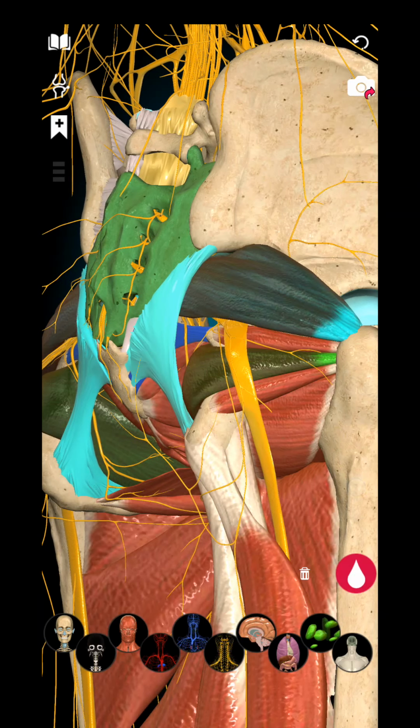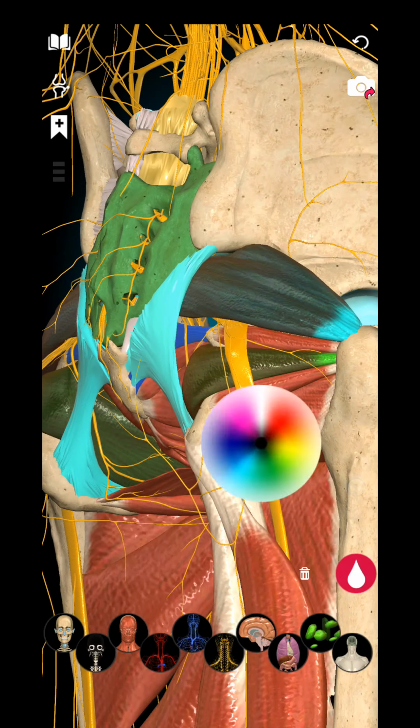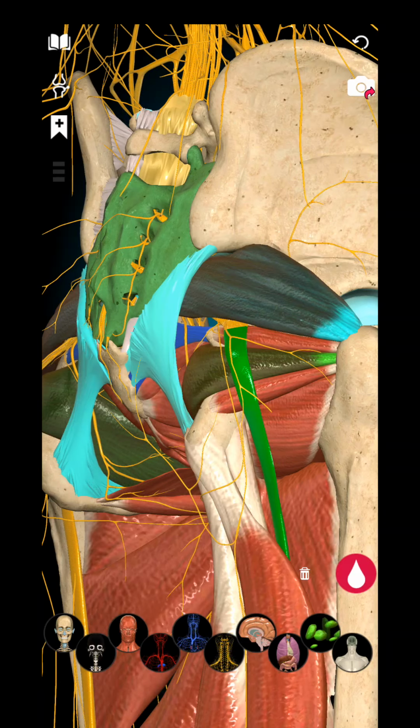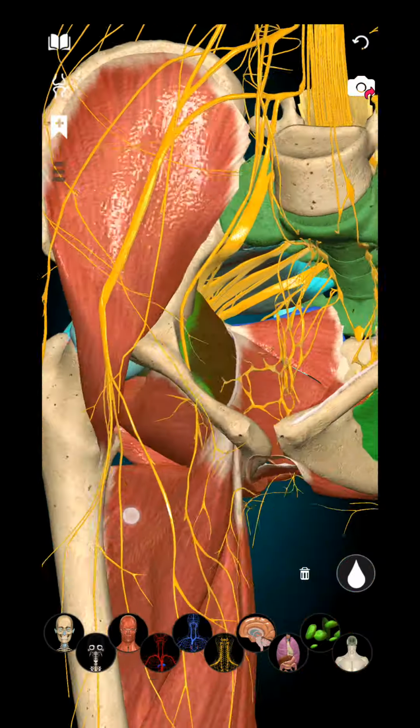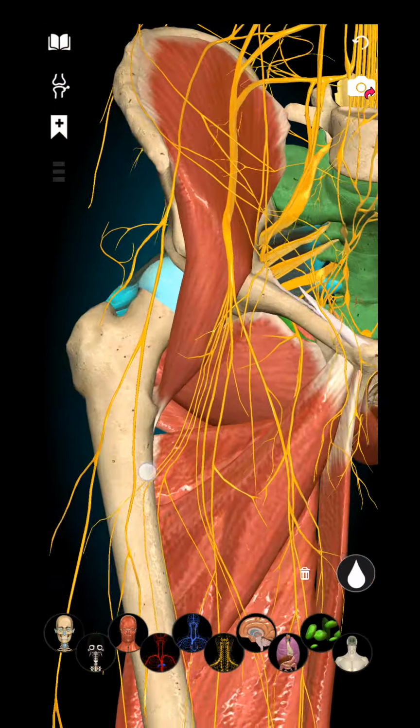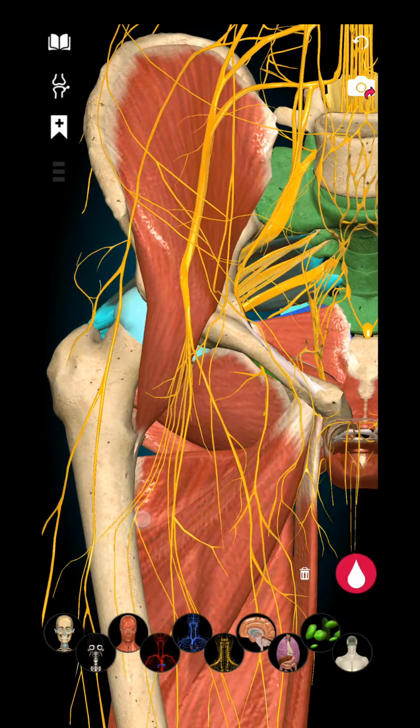Let us give it a color. What color should I give it? Let us give it a blue. That has been repeated so many times. Some shade of green, although you should never use green color to draw nerves. Okay, we cannot see the root value of the sciatic nerve.